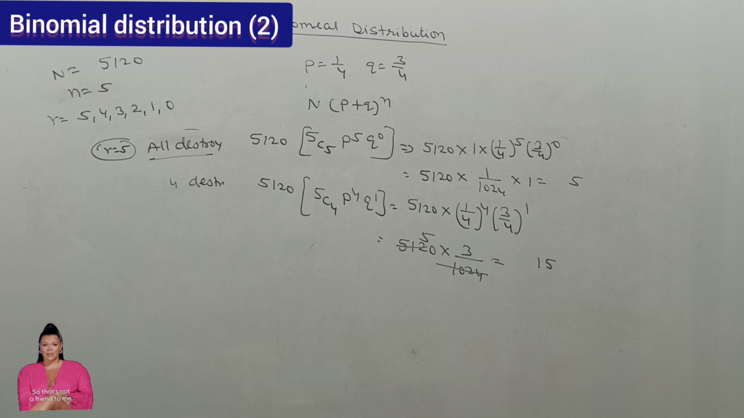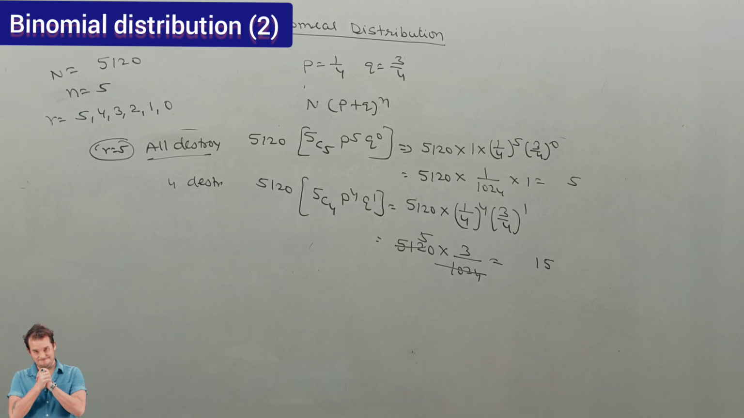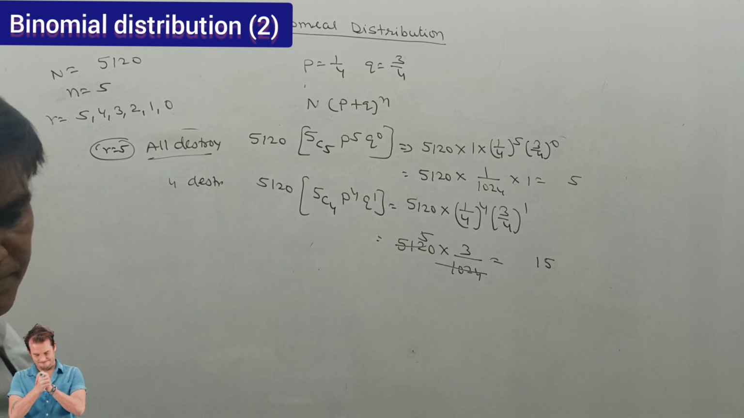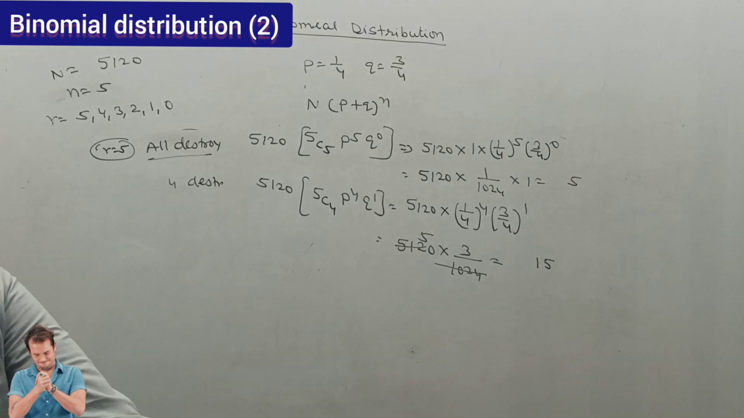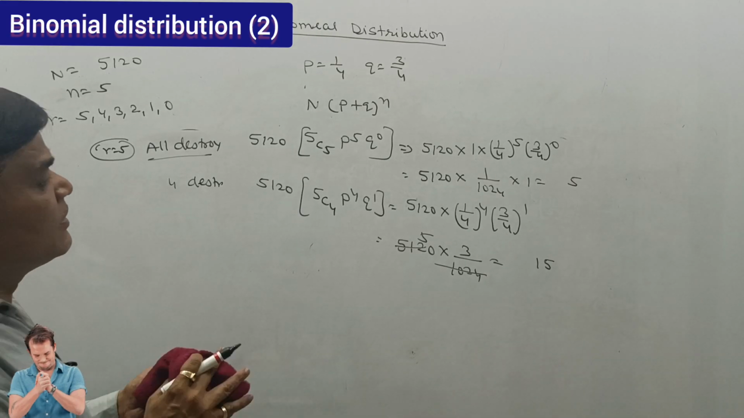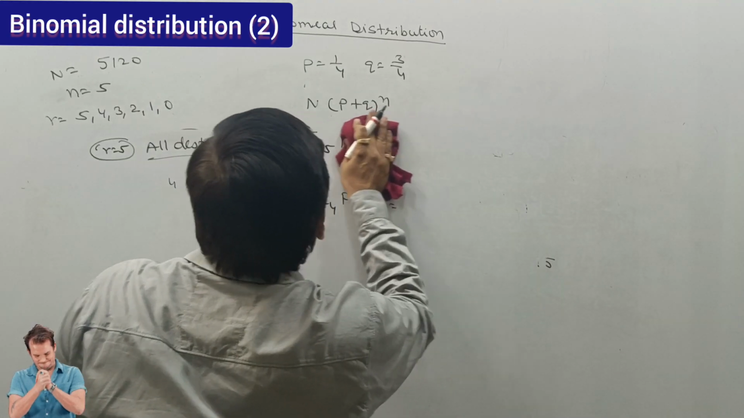First one is 5, second one will be 75. Okay, let me see. Again I am asking, again we are having the first one.